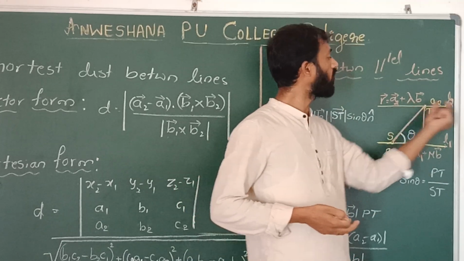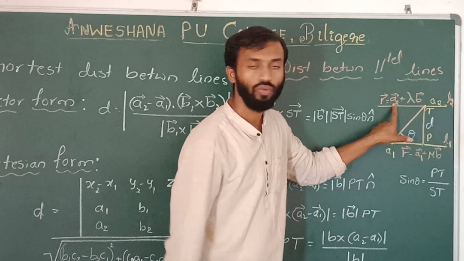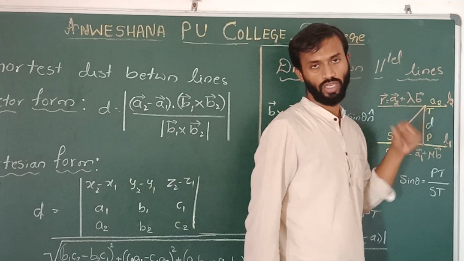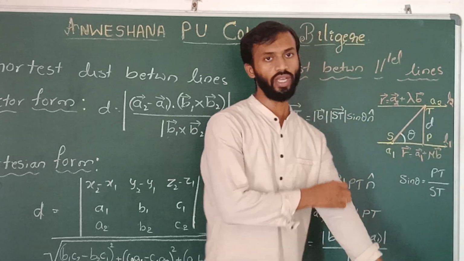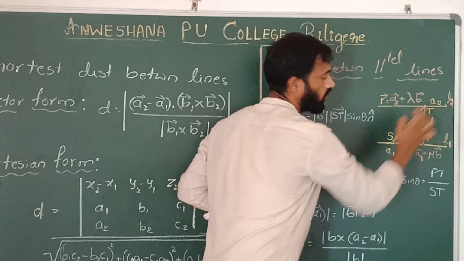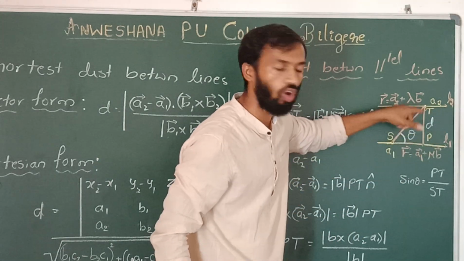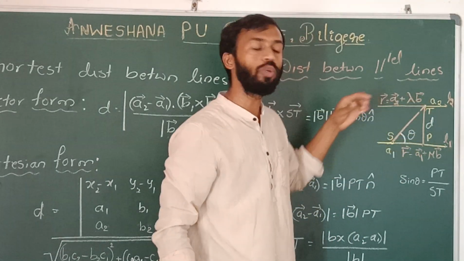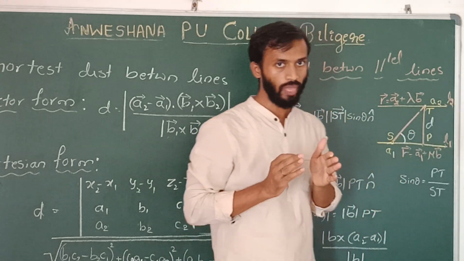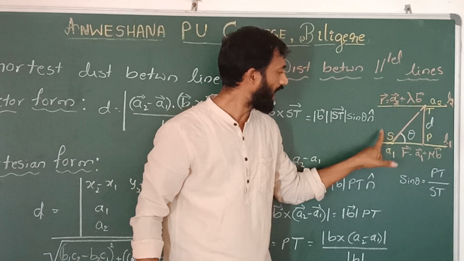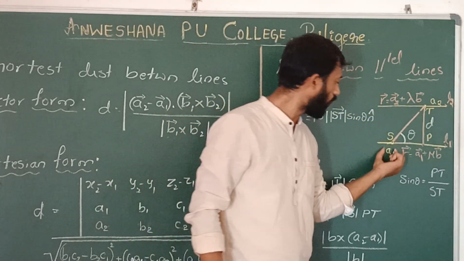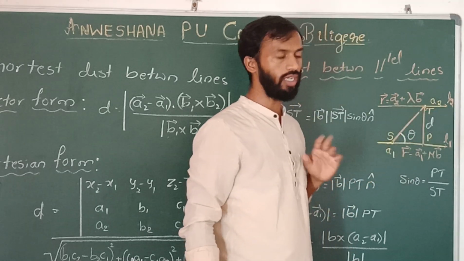Now let the equation of L2 be r = A2 + lambda B, which means it is passing through the point A2. Let me take the points S and T on lines L1 and L2 with position vectors A1 and A2 respectively. Please keep in mind, I am taking two points S and T on lines L1 and L2 with position vectors A1 and A2.